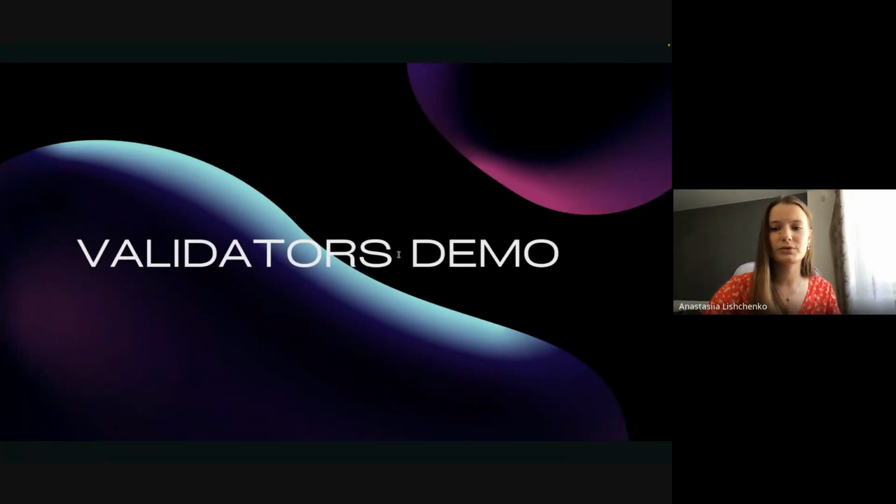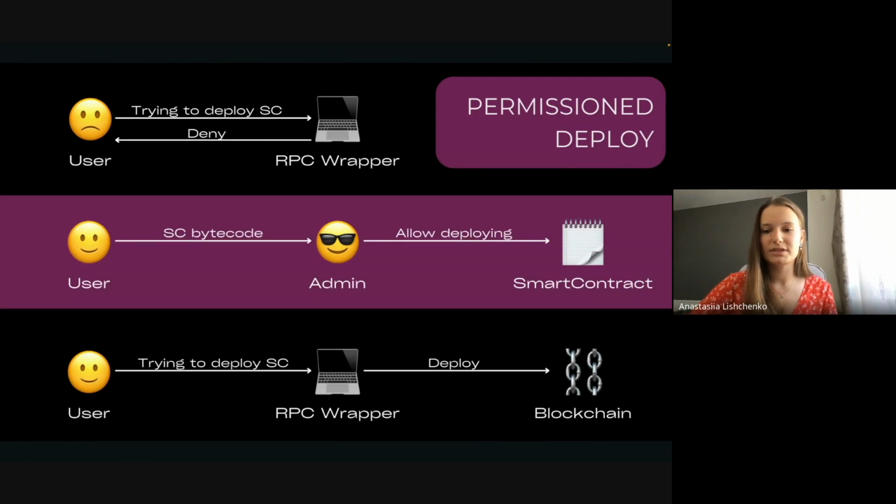Now let's move on to permission deploy. The logic behind it is straightforward. A user must have permission from the admin to deploy a contract with specific bytecode. On the backend side, we have an RPC wrapper that enforces this logic. There isn't much more to it. Nikita will walk you through how it works in practice.